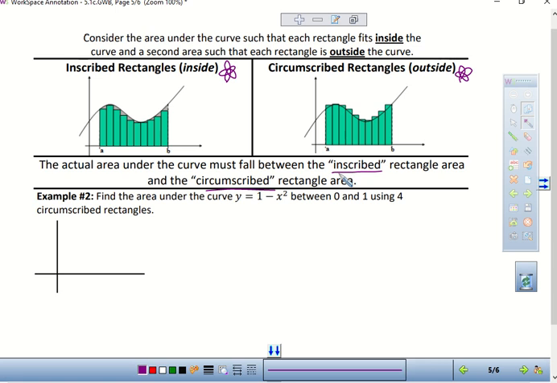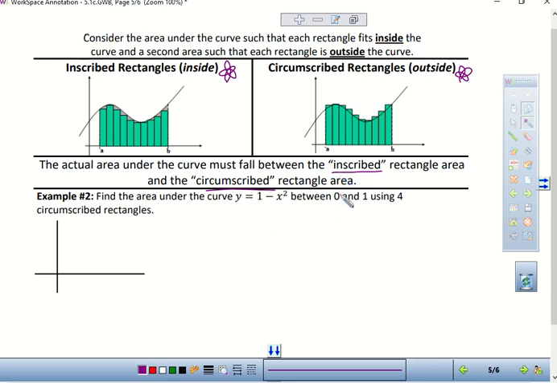Okay. So it says find the area under the curve. Somebody did that last period too. Or no, it was the period before that. y equals 1 minus x squared between 0 and 1 using 4 circumscribed rectangles.